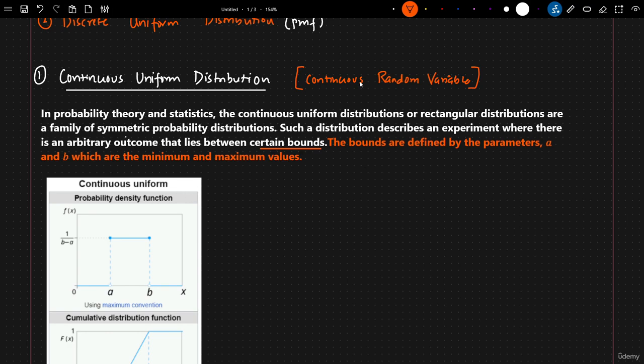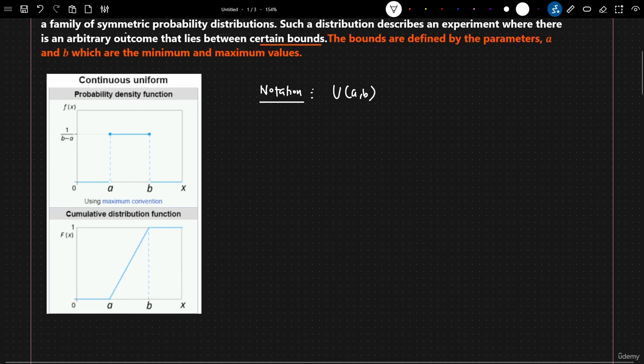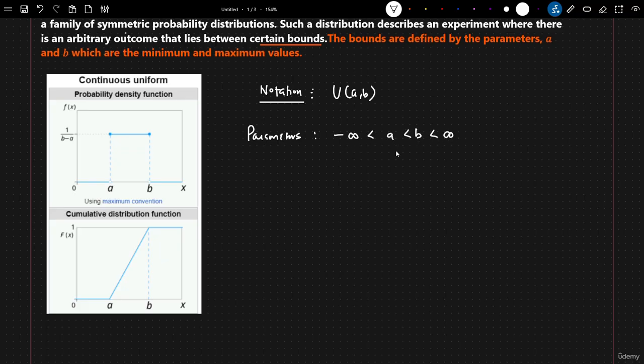Okay. So if I just talk about the notation over here, how do we denote this uniform distribution? It is basically denoted by U(A, B). Here, A and B are the minimum and the maximum value. So I can consider this A and B as my parameters. This A and B range between minus infinity and plus infinity, with A less than B. Always remember B will be greater than A.